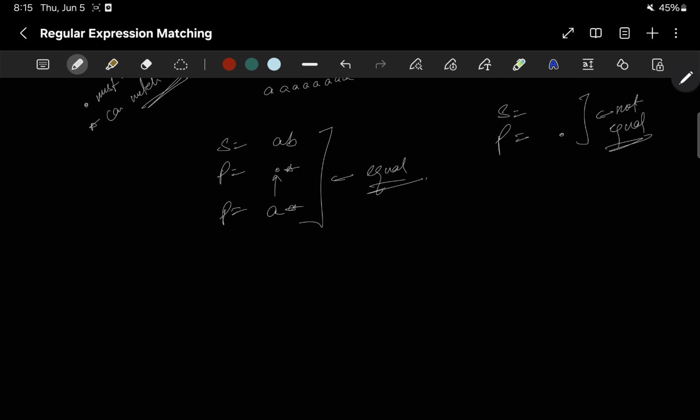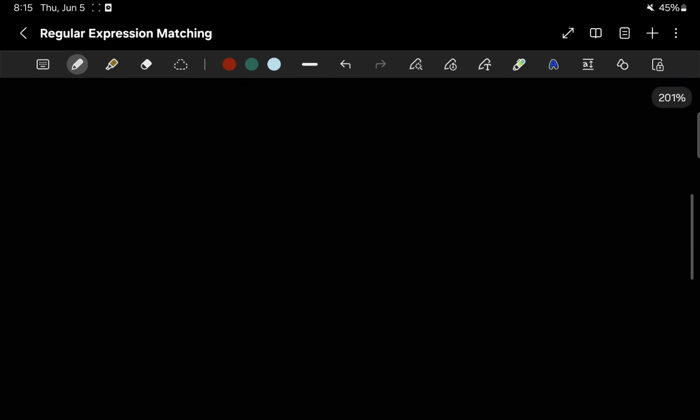So now that the question is clear, let's think about the solution, or first let's talk about constraints. The constraint says the length of S and P can be less than or equal to 20. S contains only lowercase English letters, and also star can only be in P, because that's what you do in regular expression.